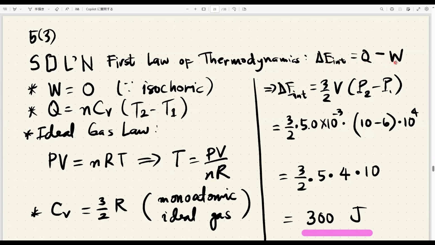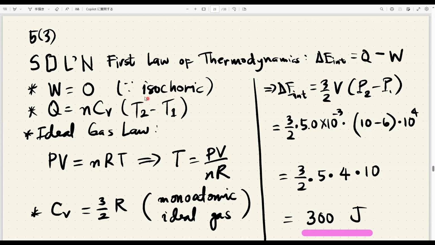Do we know the work done? We know that the work done is 0. Why? Because the volume remained constant. There was no work done. Work is basically the amount of compression or expansion. So there's no compression, no expansion here.